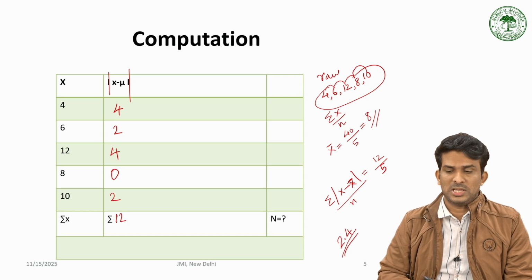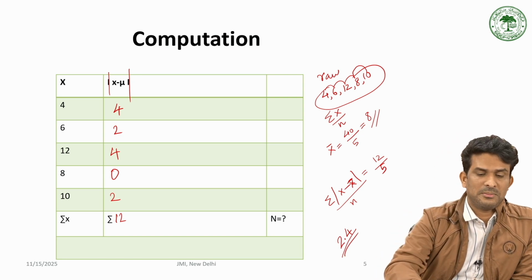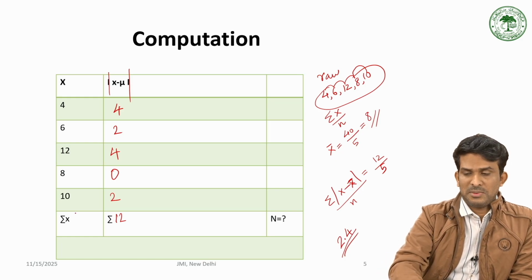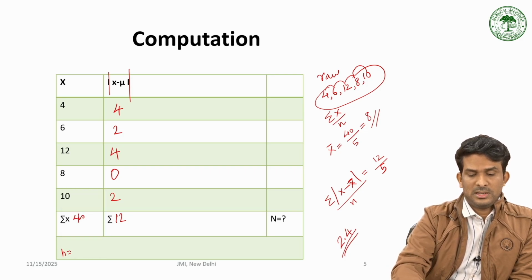So 4, 6, 12, 8 and 10, 5 numbers are given. Initially we went for sigma x, which I got as 40. n I have already identified. n is 5, right?